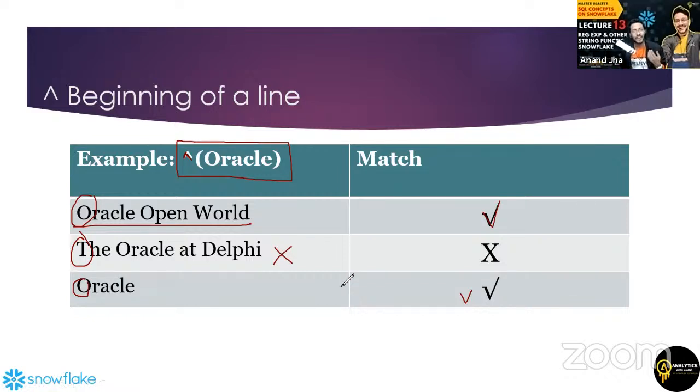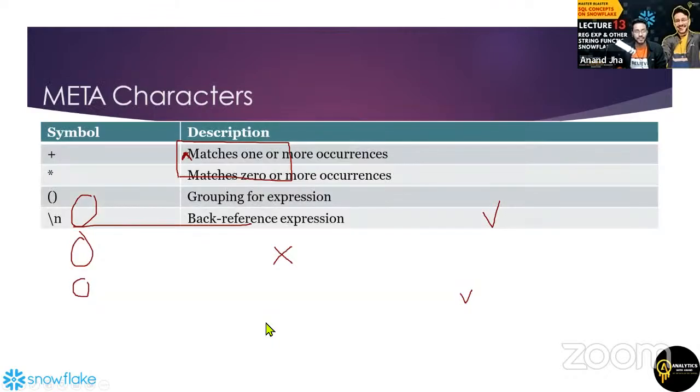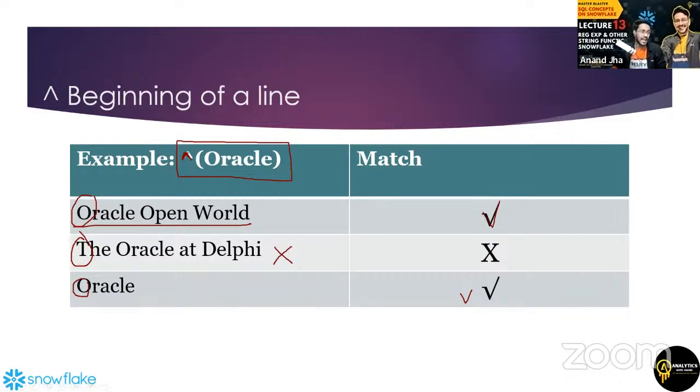So where will you use this? Whether the beginning of a line has the letter O, any line which starts with the letter O. We'll use the caret symbol, and then whatever word you write in the round bracket for the expression. I've told you why we use the round bracket, not the square bracket; you should not use the square bracket, things will go wrong. Round bracket is grouping for expression. Oracle is an expression, that's why we have used a round bracket. So this is clear, the first one. This was pretty easy, straightforward.